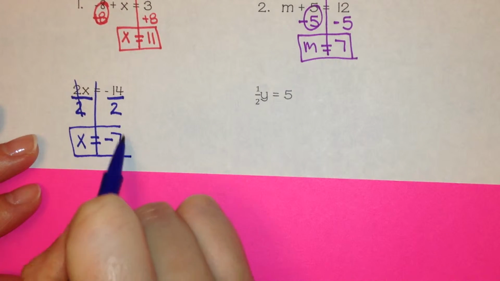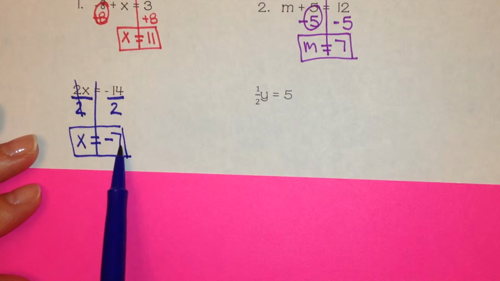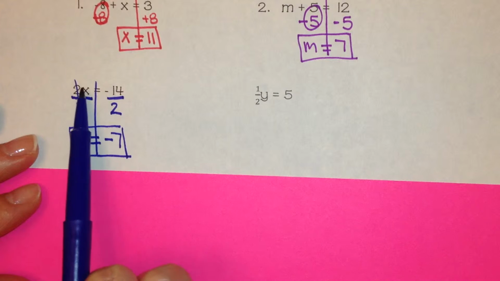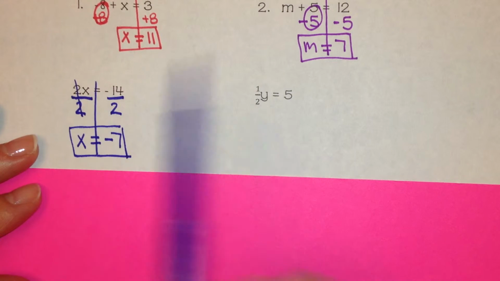And again, you can plug this back in, double check. 2 times x, well, x is negative 7. 2 times negative 7 is negative 14. Well, the two sides are equal.